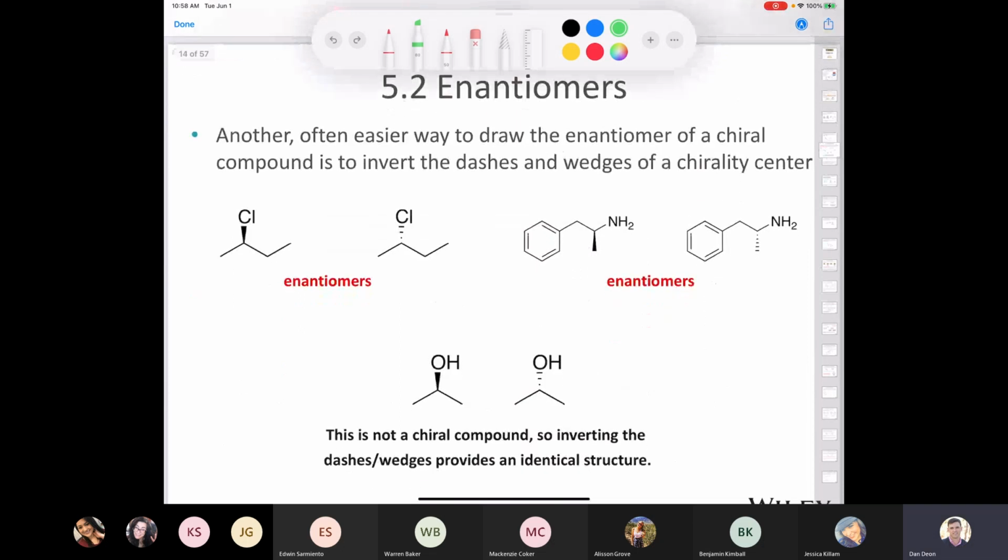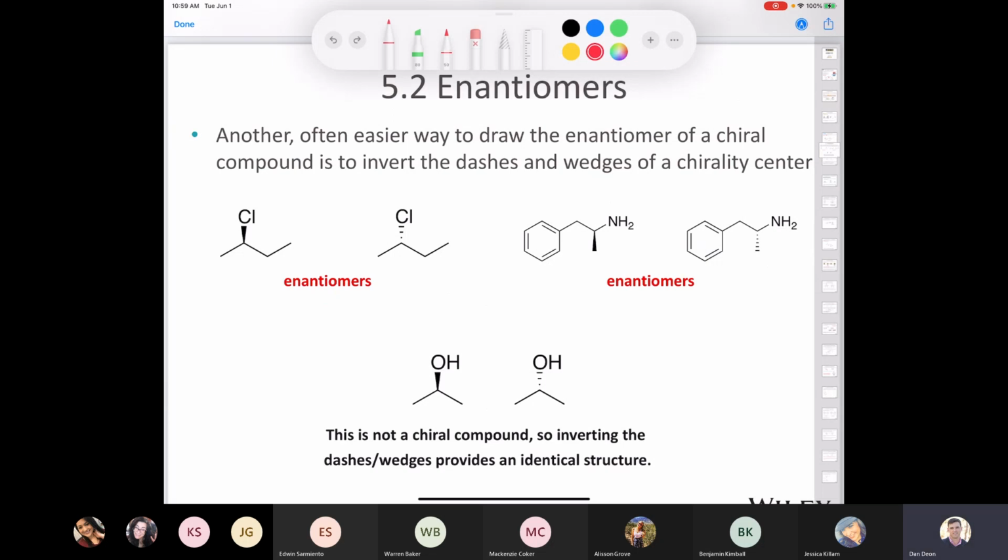This is just a rehashing of what I just showed you. If I ask you to draw an enantiomer, just flip a dash to a wedge and a wedge to a dash, and there you go. So here we have amphetamine. If you've ever wondered what the structure of amphetamine is, this is it here. It's not meth. It's not methamphetamine. Crystal meth would be if you had a methyl group on here. That's methamphetamine.